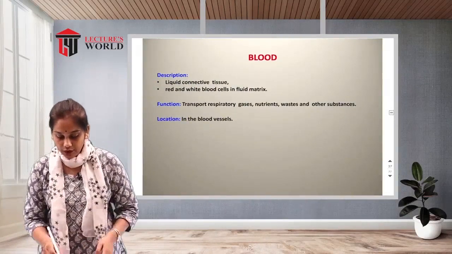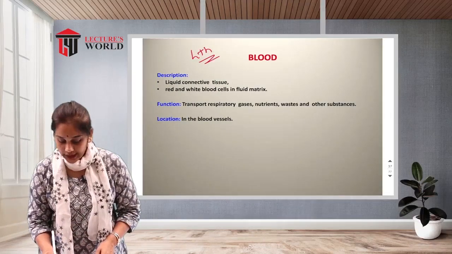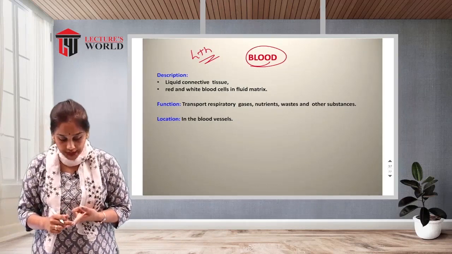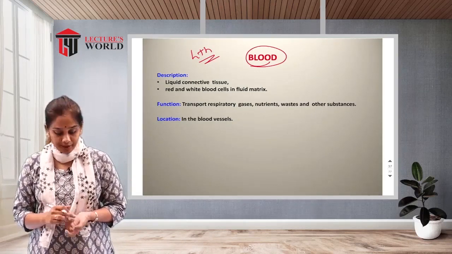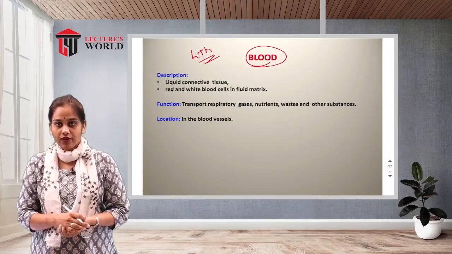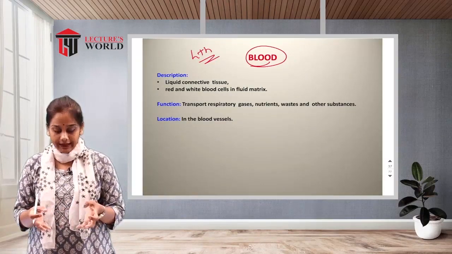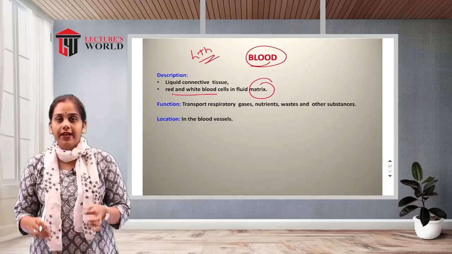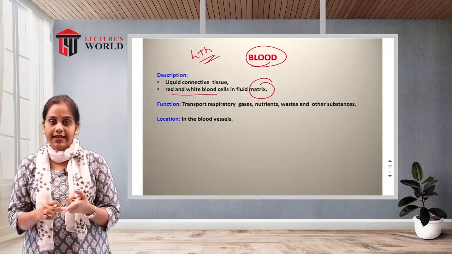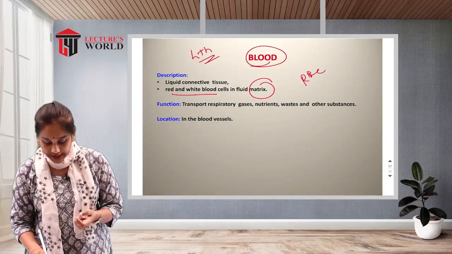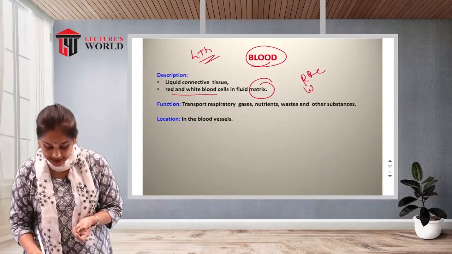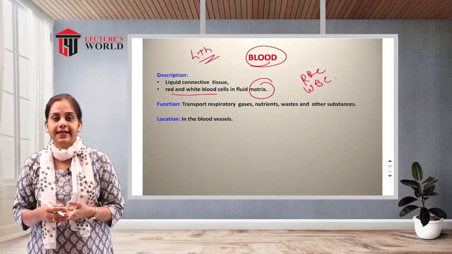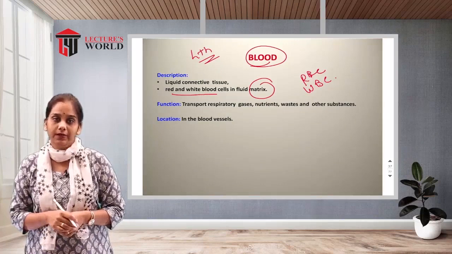Now the last, or fourth, type of connective tissue is blood. Blood is also a type of connective tissue. So let us see the introduction of blood. It is a liquid, fluid-like connective tissue. It has red and white blood cells in a fluid matrix. In the fluid matrix there are red blood cells, known as RBC, and white blood cells, known as WBC.